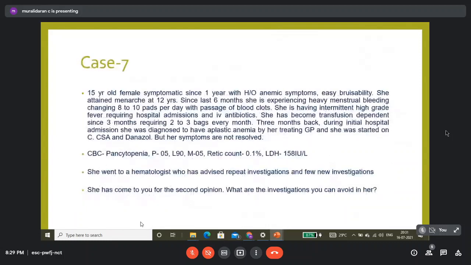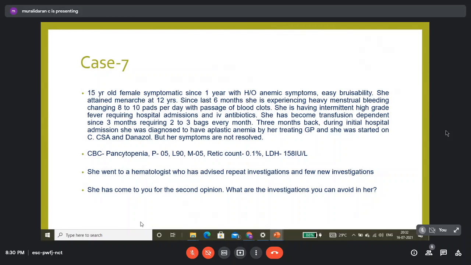So coming to the last case, it's a 15-year-old female patient who presented with a 1-year history of anemic symptoms with easy bruisability. She attained menarche at 12 years, and for the last 6 months is experiencing heavy menstrual bleeding, changing around 8 to 10 pads per day with passage of blood clots. She is having intermittent high-grade fever, requiring hospital admissions and IV antibiotics. She has become transfusion dependent for the last 3 months, requiring 2 to 3 PRBC bags every month, and 3 months back during an initial hospital admission, she was diagnosed with aplastic anemia by a treating GP and was started on cyclosporin and danazol, but her symptoms did not resolve.